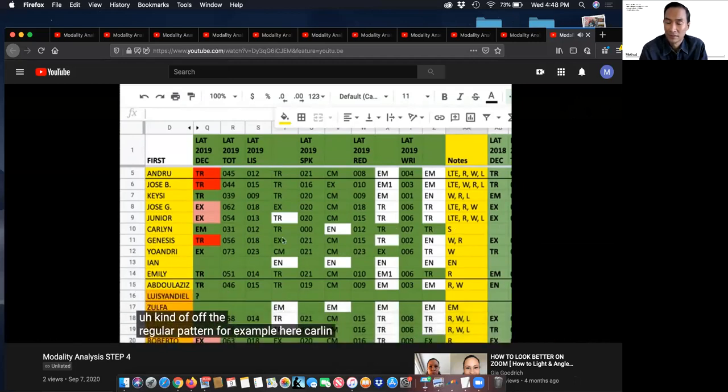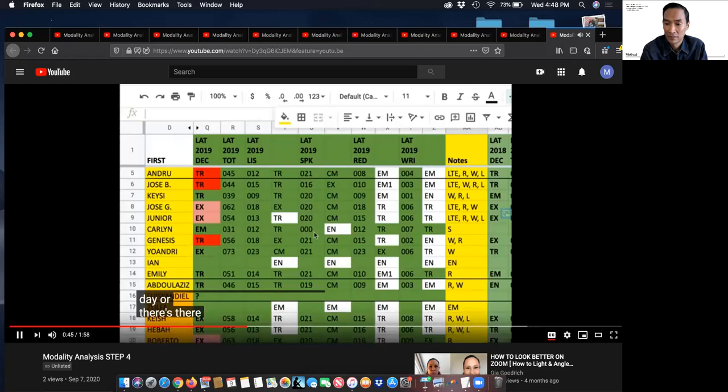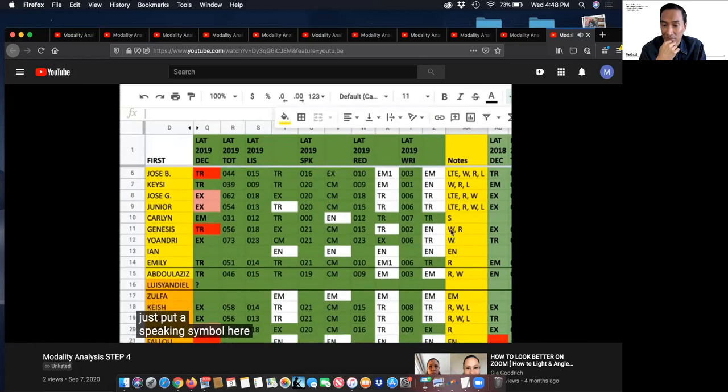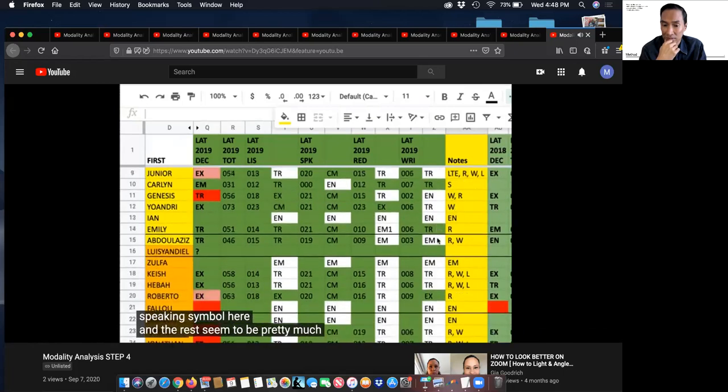For example, here, Carlin scores transitioning, which is middle level, for listening, reading, and writing, but she has apparently some issues with the speaking section. She got a 0. It could be that she didn't take it that day, or there was no opportunity to make up, so she just got a 0. I would check in with her, but for the purpose of this analysis, we can just put a speaking signal here. And the rest seem to be pretty much following the same pattern.